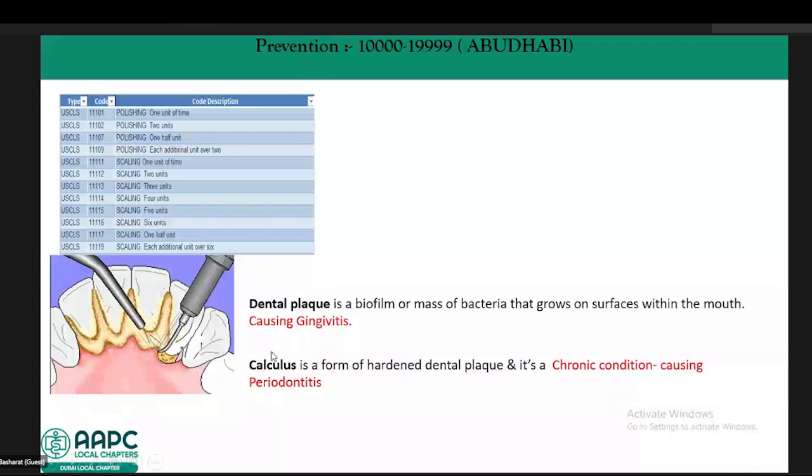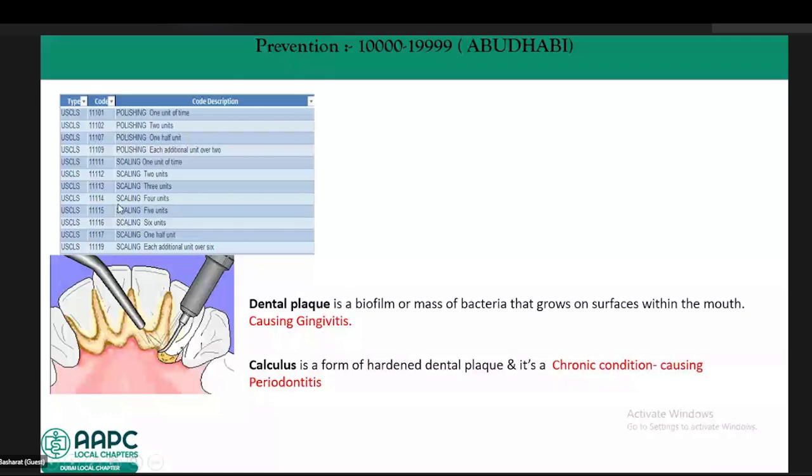So this is what I was talking about one slide before, the unit of time. If you see this one, polishing and scaling, it's mentioned clearly 1 unit of time, 2 units, 1/2, each additional. So according to the number of units the doctor bills, you need to add the time. For example, the doctor did the scaling for maybe 45 minutes, so he will assign this code, scaling 1 unit.